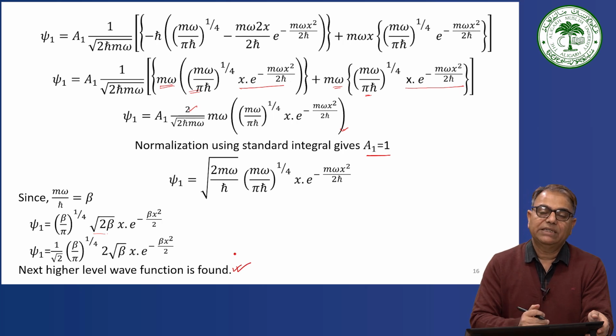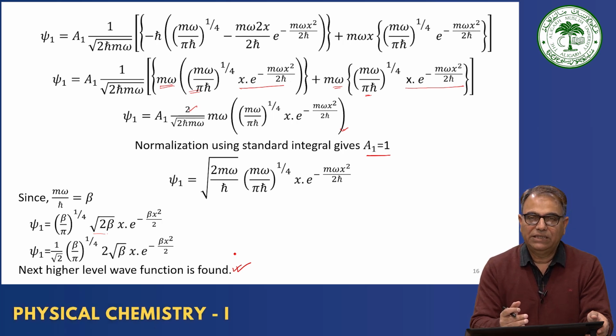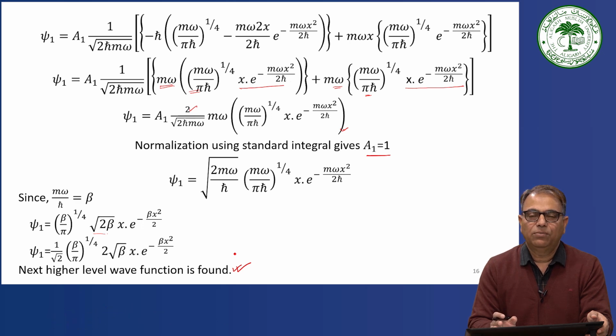So the next higher level energy we have found, and the next higher level wave function; the ground state wave function psi 0 and psi 1 we found, and I said that we can find E0, E1 also, and so on. So all higher level energies and wave functions can be obtained using the ladder operator. This is the treatment of the simple harmonic oscillator in quantum mechanics using the ladder operator, which is the easiest way of doing it.